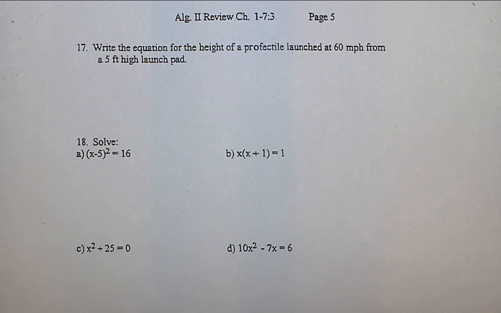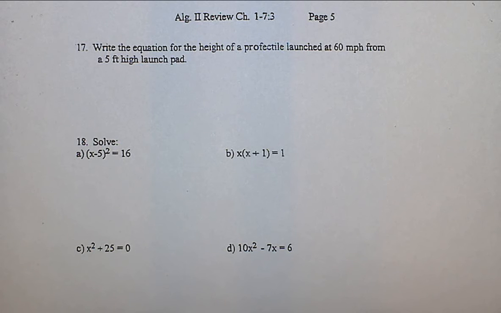Alright, this is page 5 of your review sheet. Write an equation for the height of a projectile launched at 60 miles per hour from a 5 feet high launch pad.